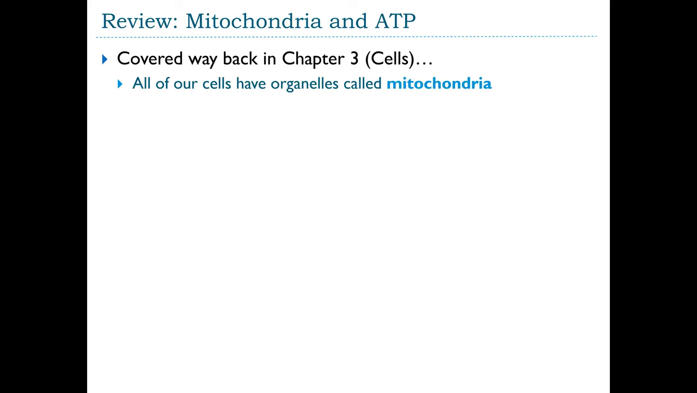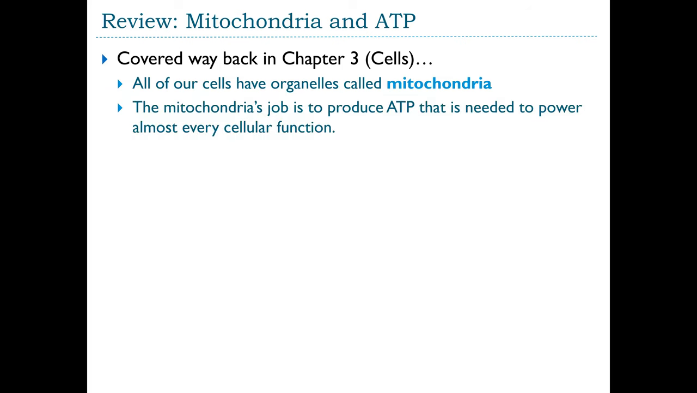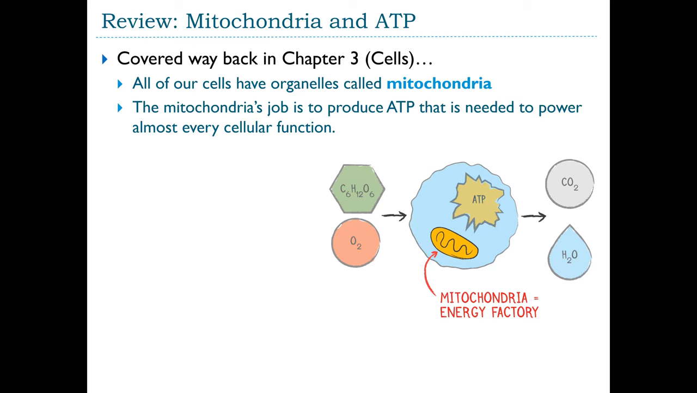So first, a quick review of something that we covered way back in A&P 1 in chapter 3 when we talked about cells. And that is, all of our cells have organelles called mitochondria. And the mitochondria's job is to produce ATP that is needed to power almost every cellular function. And so far we've talked about several things that require ATP. And so virtually everything that the cells, and thus the tissues, and thus the organs do, requires ATP as an energy source.